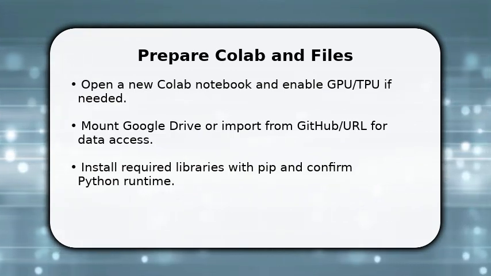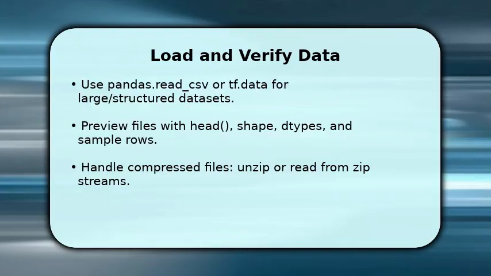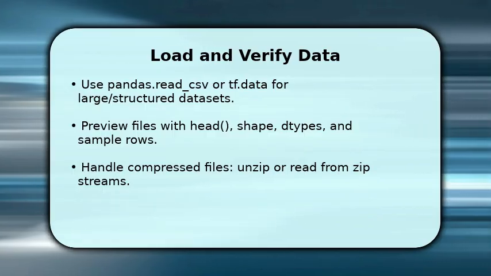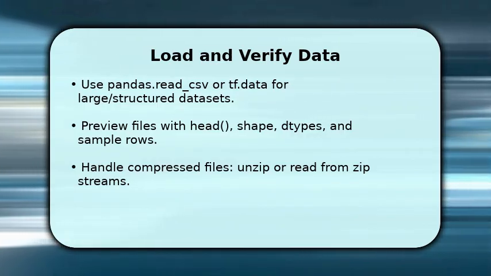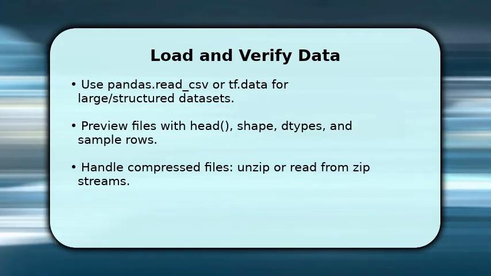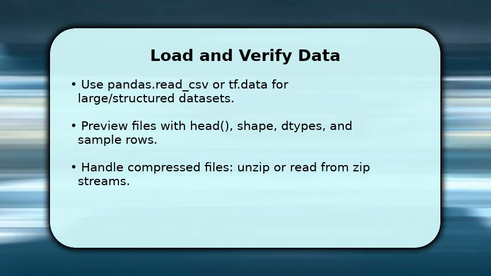Now you load and immediately verify your dataset so you know it's usable. Use pandas read_csv for tables or tf.data.Dataset for streaming large files, specifying correct separators and encodings. Once loaded, check shape, dtypes, and run df.head() to inspect sample rows, then run basic value counts or describe to confirm distributions. If files are compressed, unzip or use Python's zipfile to stream without full extraction. These checks prevent hidden parsing errors.